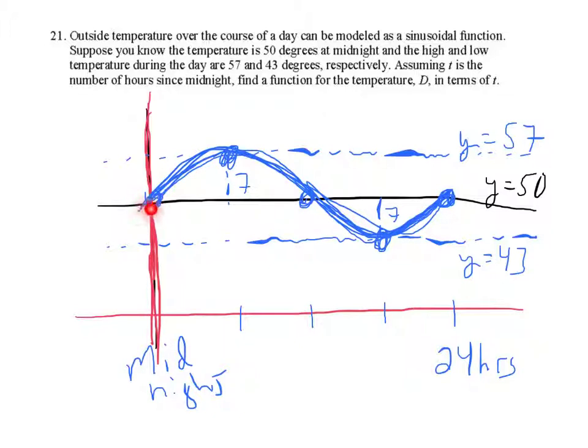I knew at midnight it was going to be 50, then the maximum would be 57, and then it would come back down as it started cooling down. It would come back down to 50. Then the minimum would happen, and then back up to 50 at the next midnight.